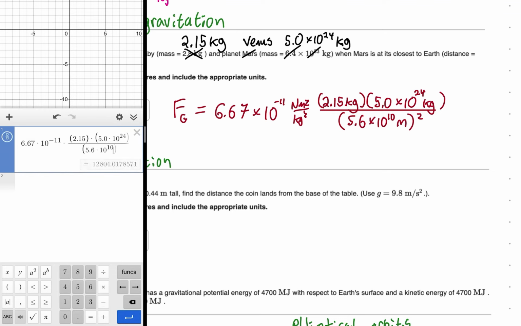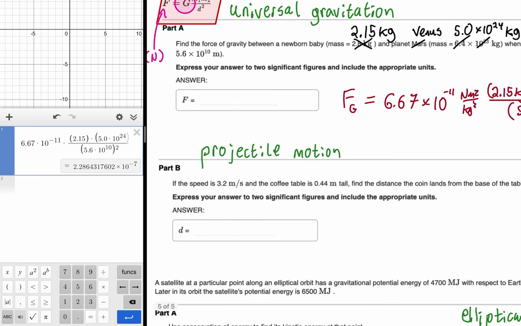And then, whoops, I put a multiplication when I didn't want it. Close the parenthesis, then raised to a power of 2. There we go. So we have a value in newtons, which we'll write in as our final answer, of 2.29 times 10 to the negative 7 newtons.